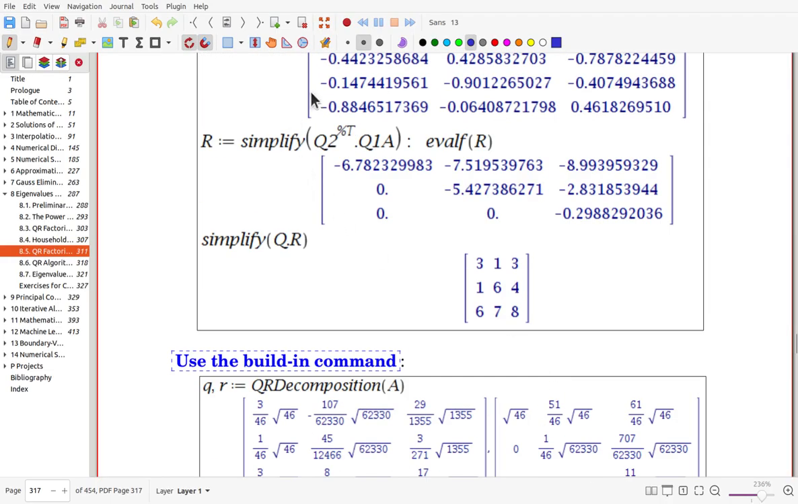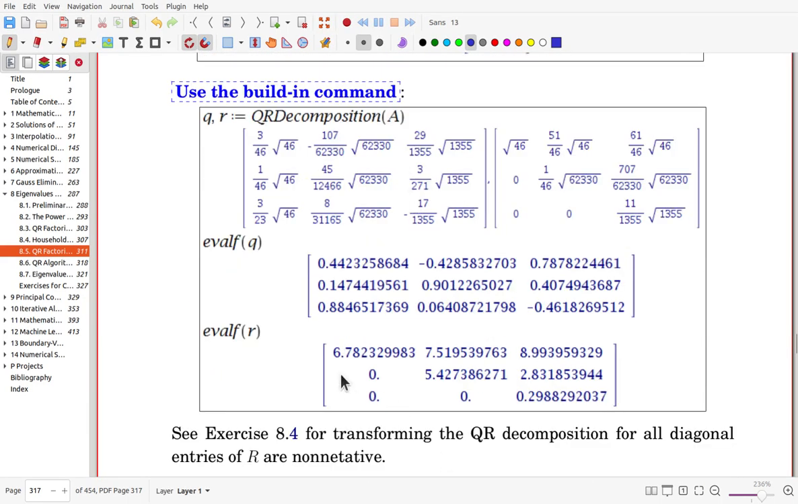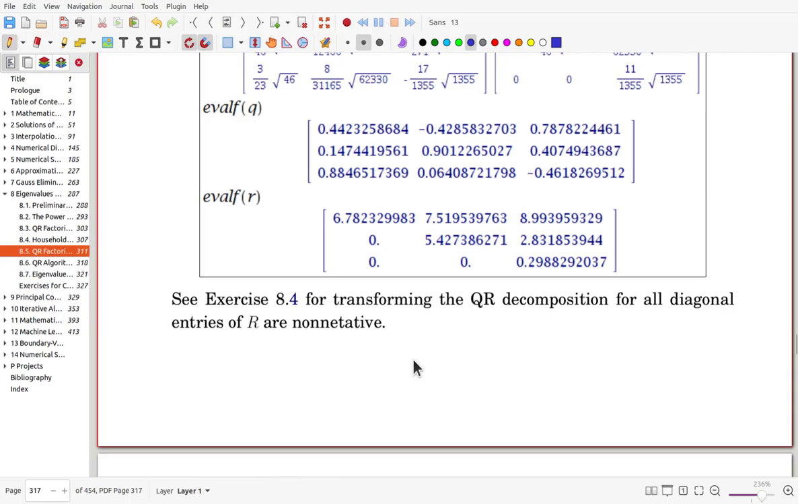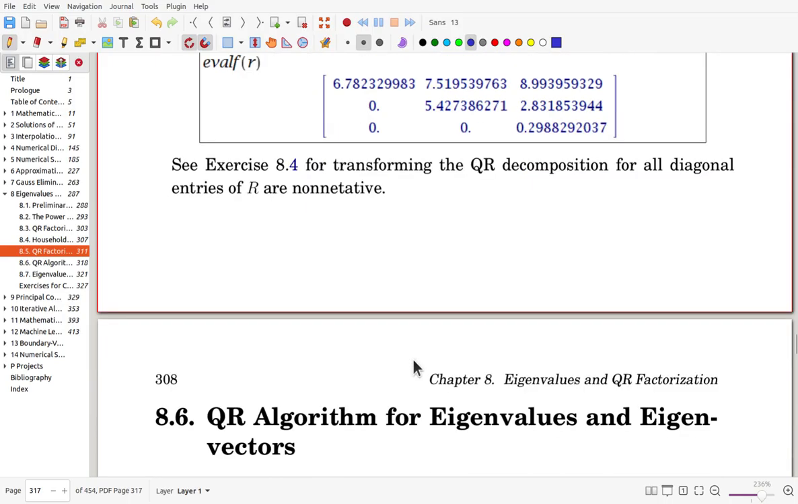And once it is manipulated, look at over there, minus 6.7823. It's the same amount, the same magnitude. Okay, that's the end of the section. Thank you.